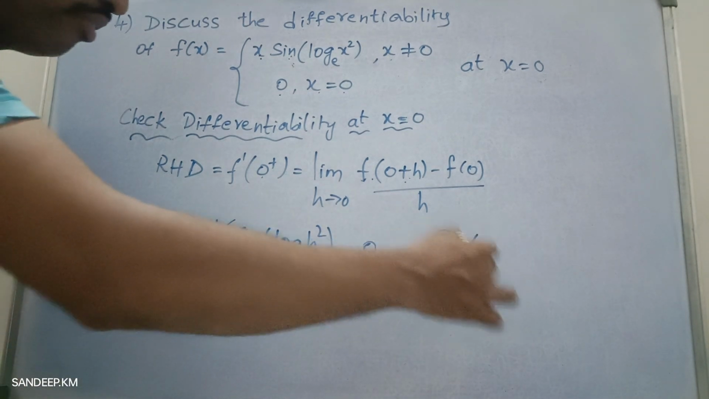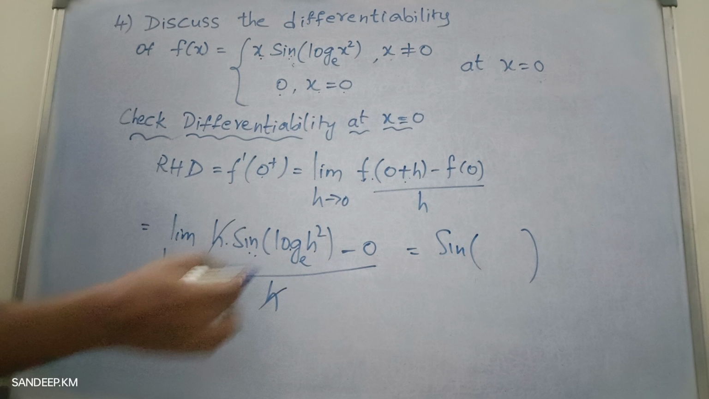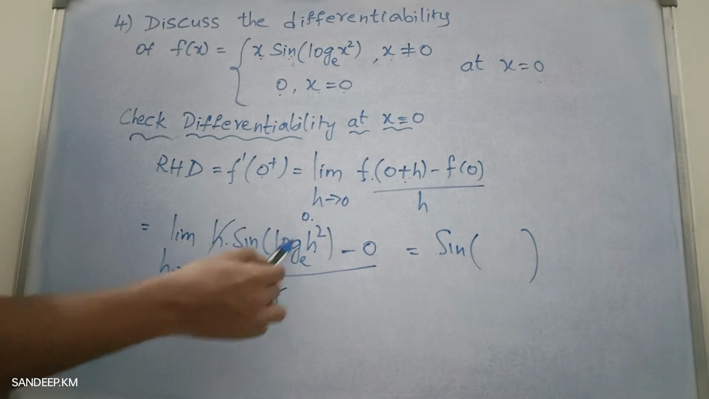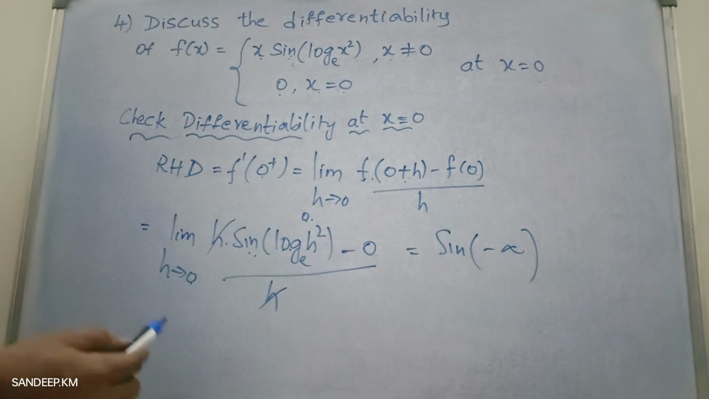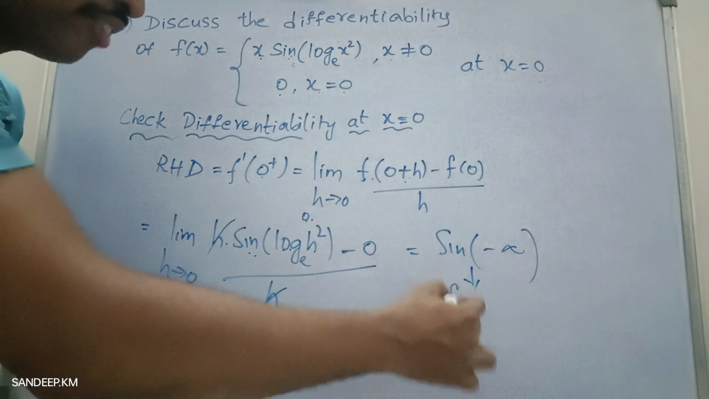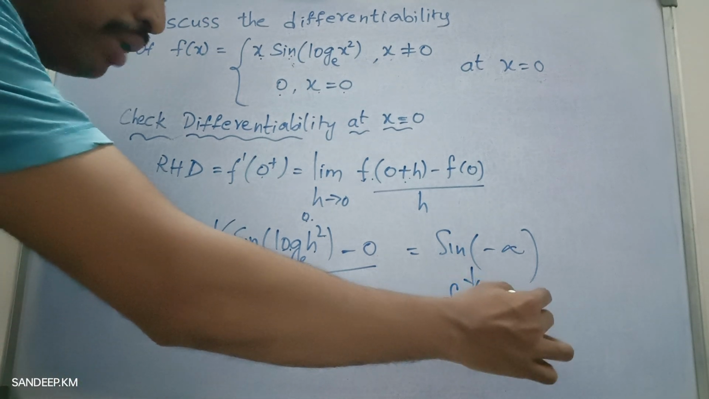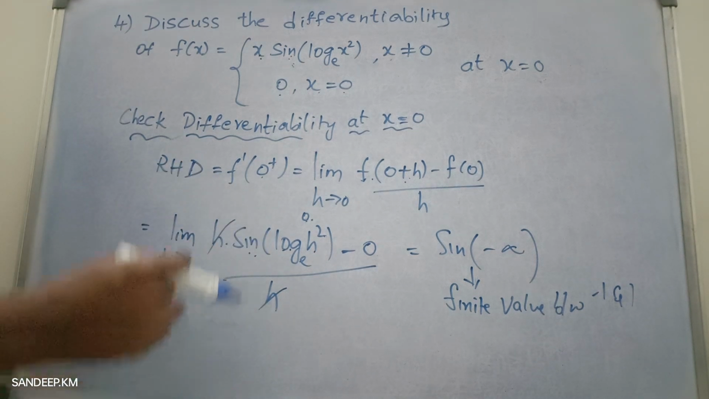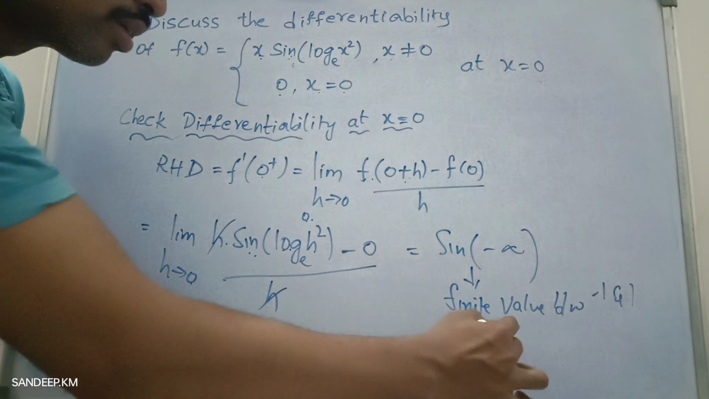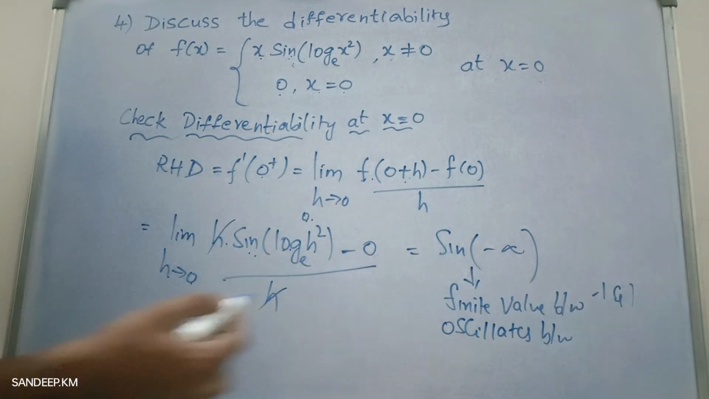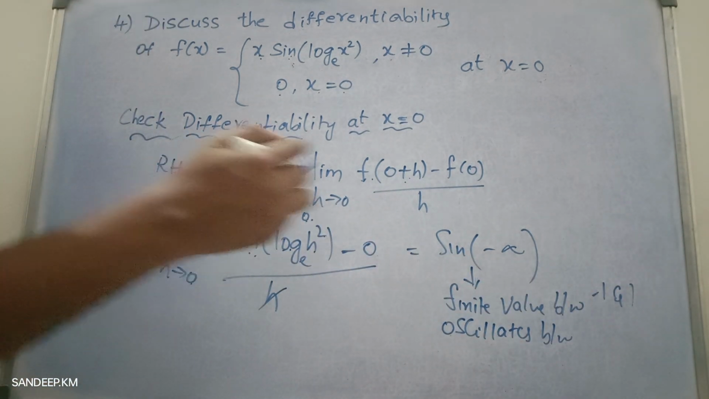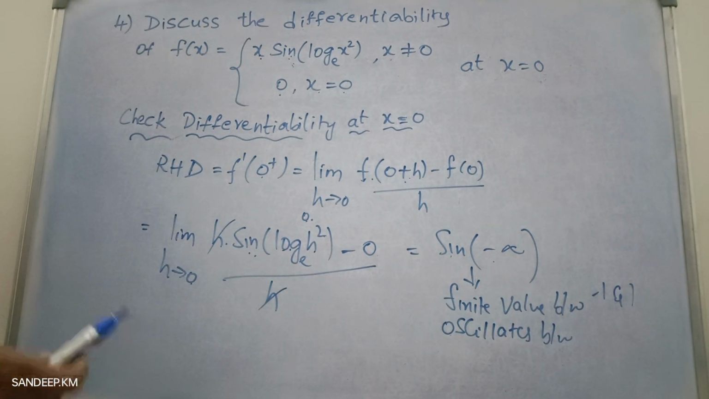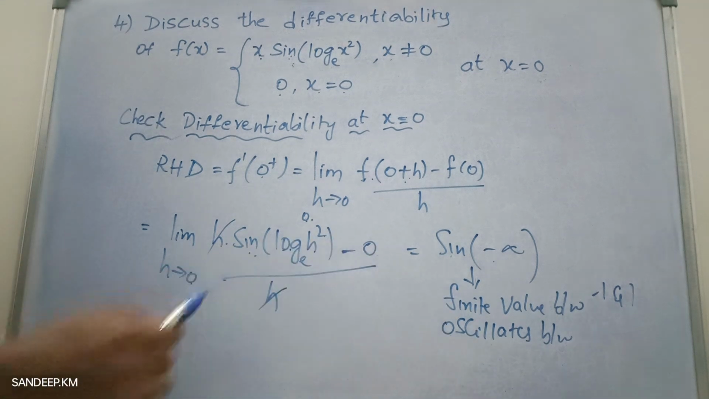Dear students, h is only approaching 0, that means 0 point something. Then h square is also 0 point something. And log of 0 point something is approaching minus infinity. And sine of minus infinity is a finite value between -1 and +1, but it is not a fixed finite value. It rapidly oscillates between -1 and +1 in such a way that we will not be able to find what that finite value is.